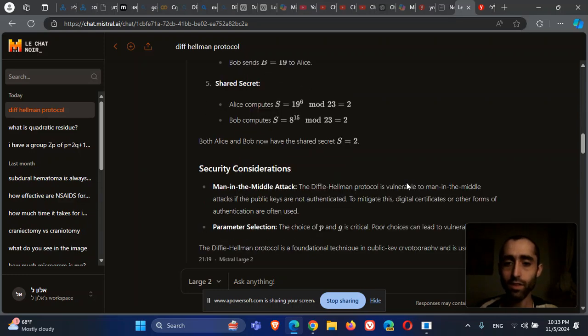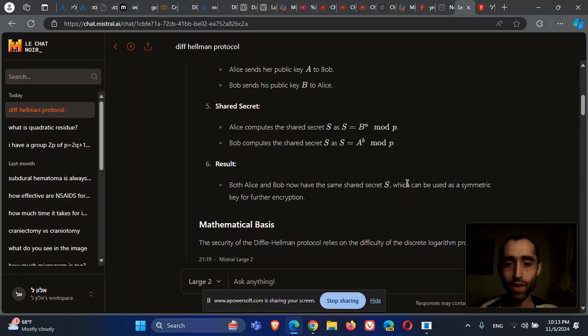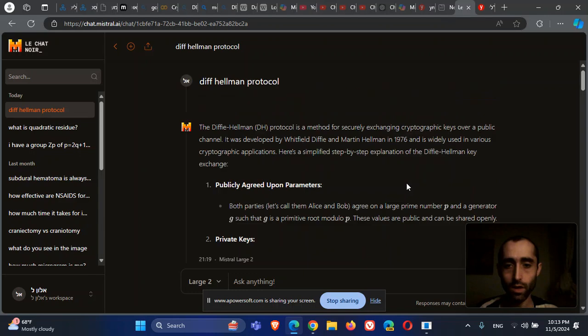This is the idea. This is the importance of the discrete logarithm problem in the Diffie-Hellman algorithm, to share a secret key through the public key. And this is why it's used.